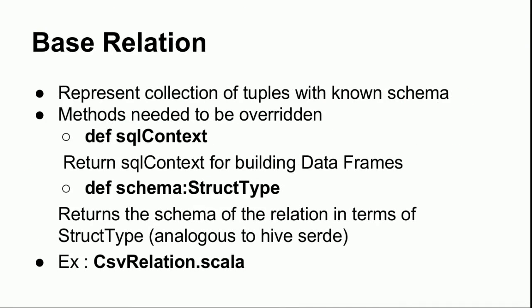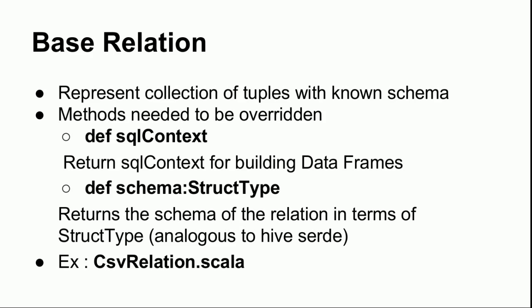Now if you think about it, an RDD is a collection of tuples, right? The base relation is a collection of tuples with a known schema. Since we are talking about structured data here, most structured data comes with a known schema. So what we are talking about with a base relation is a collection of tuples with a known schema.